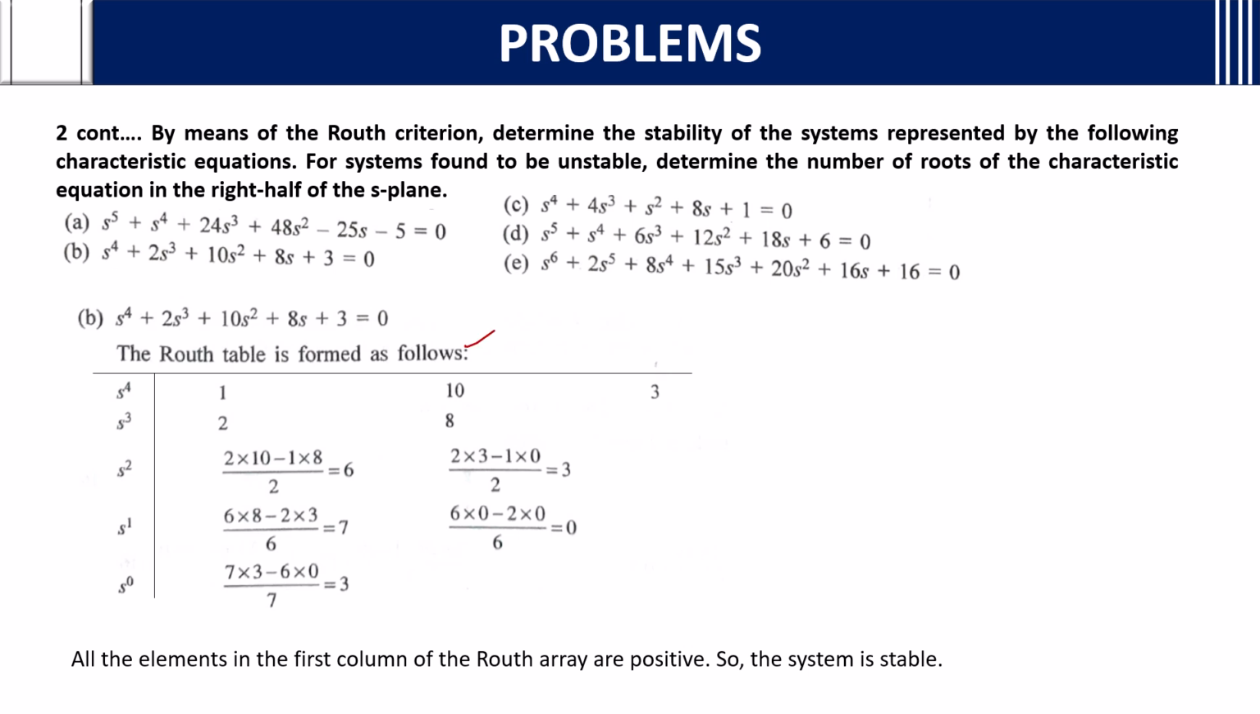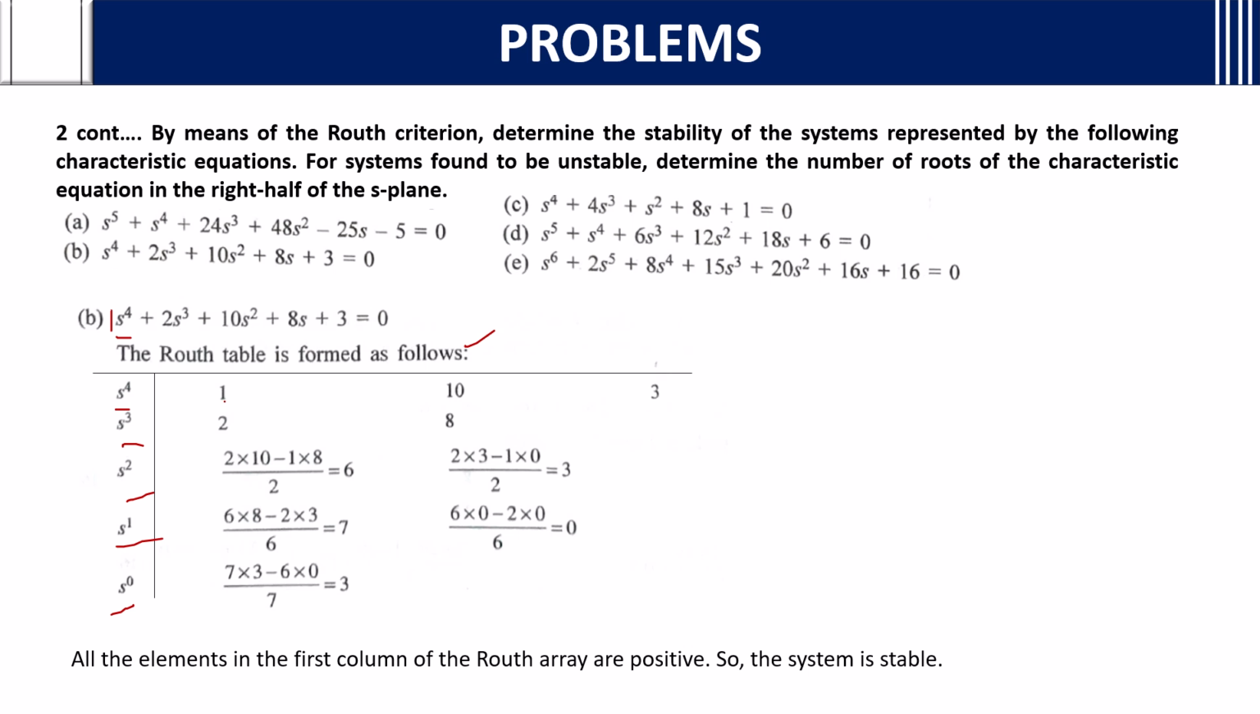How do you write the Routh table? As the highest power is s^4, you write s^4, s^3, s^2, s^1, s^0. Then you write the coefficients: 1, 1, then 2, 10, 8, 3. After that, 2 into 10 minus 8, by 2. What do you get? 6. Then 2 into 3 minus 1 into 0, by again 2. You will get 3. Now the first two rows are done.